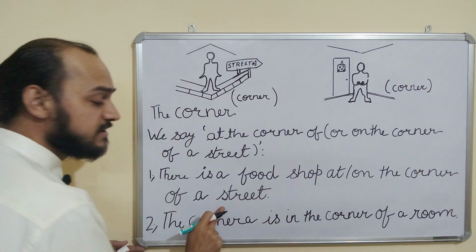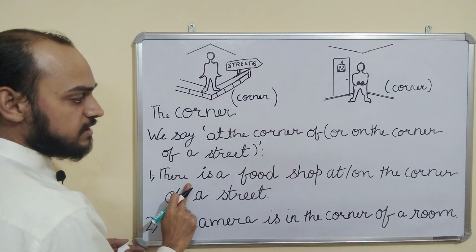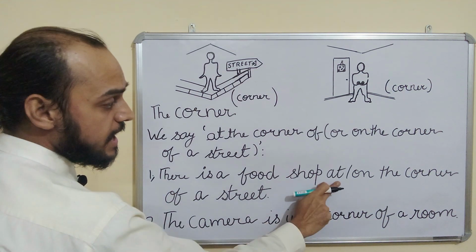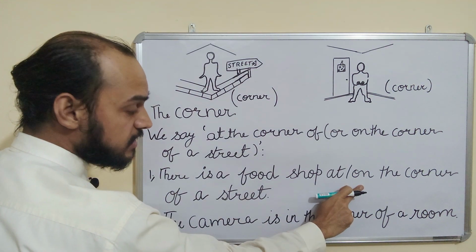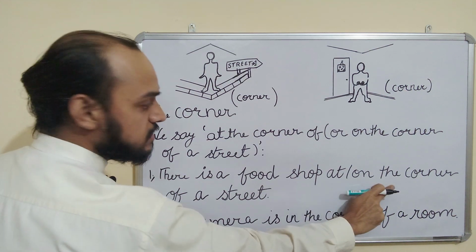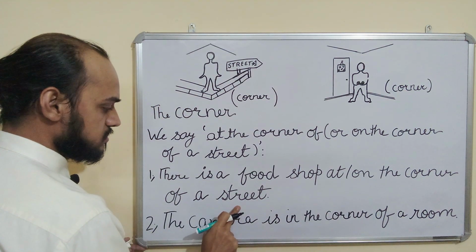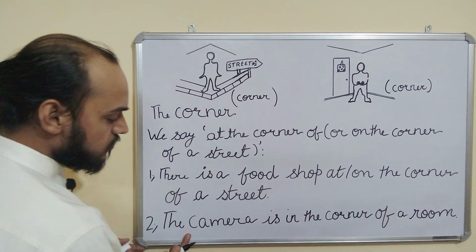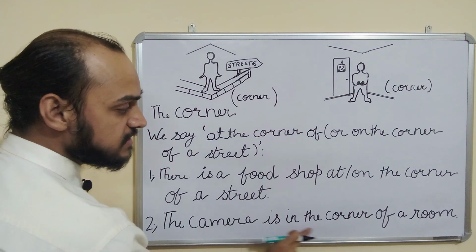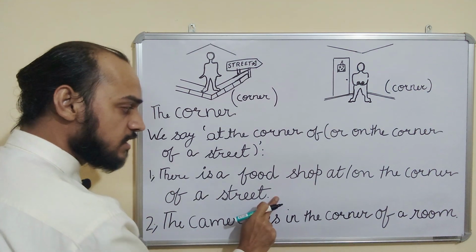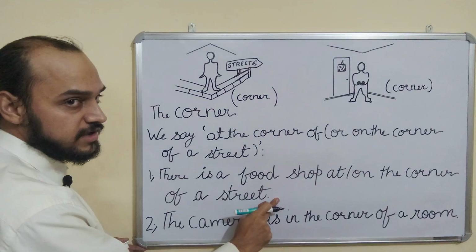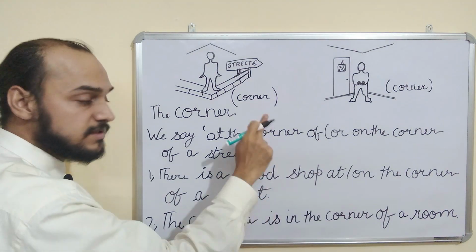So I'm going to read these things once again. There is a food shop at, on. Here we have got two options. The corner of a street. Now look at the second example once again. The camera is in the corner of a room. Now you can make a lot of different examples by using these things.